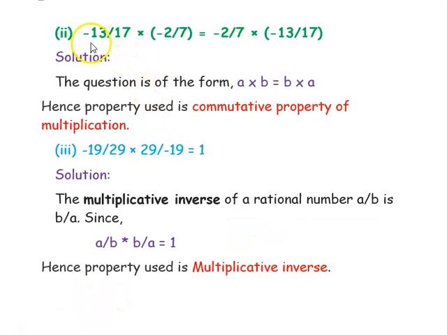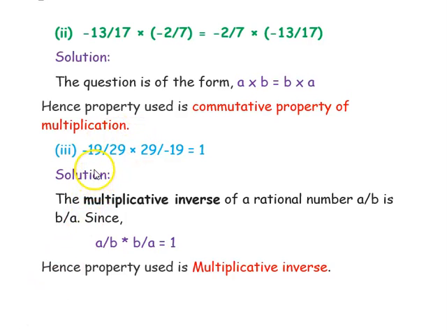The next question is negative 13 by 17 times negative 2 by 7 equals negative 2 by 7 times negative 13 by 17. So here also the question is of the form multiplication. Now we have to look into the question carefully and analyze what property it is based on. If you consider a as negative 13 by 17 and b as negative 2 by 7, then the given question is of the form a times b equals b times a. So we can clearly say that the property used here is the commutative property of multiplication.